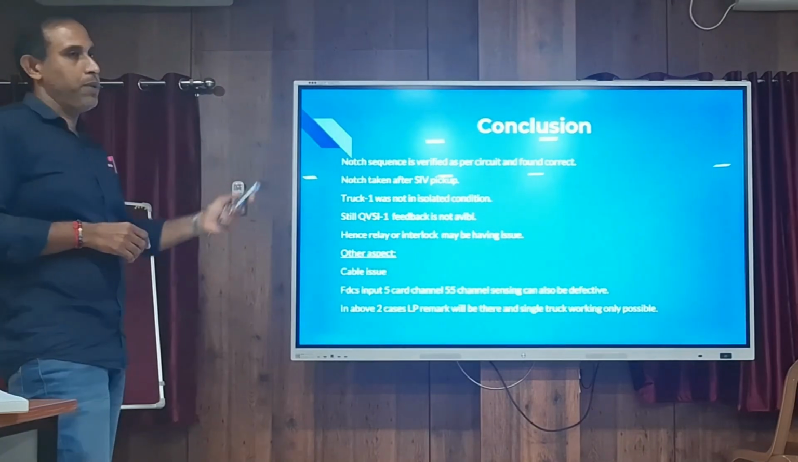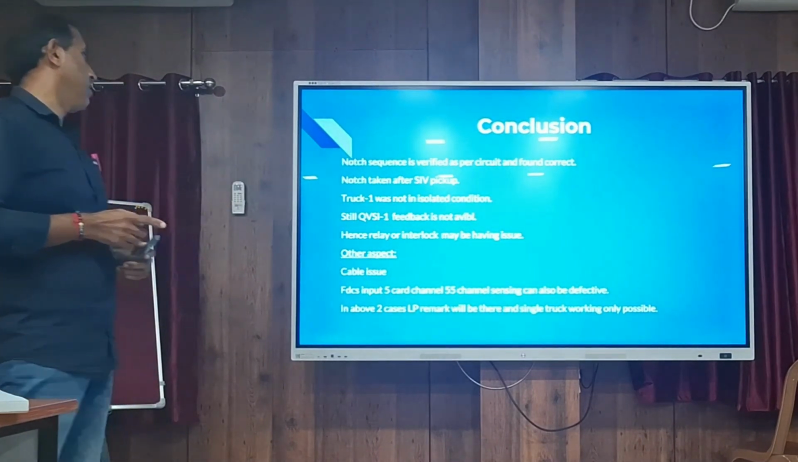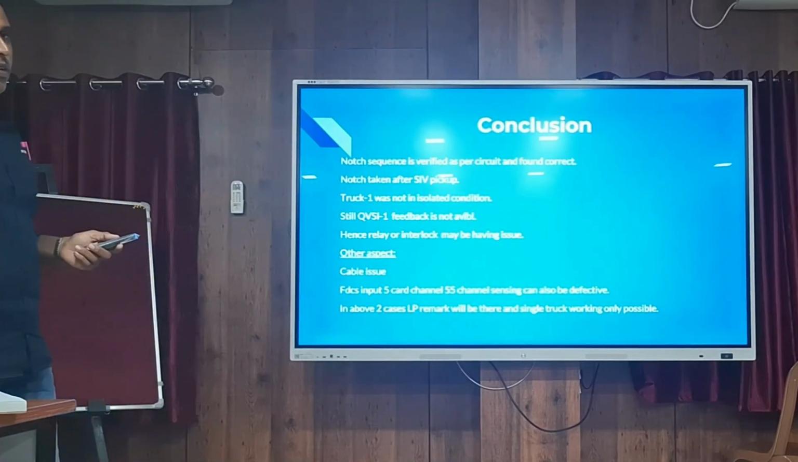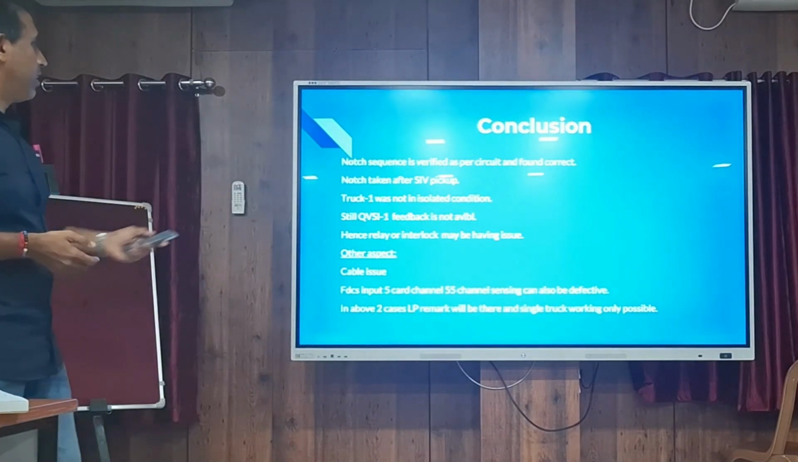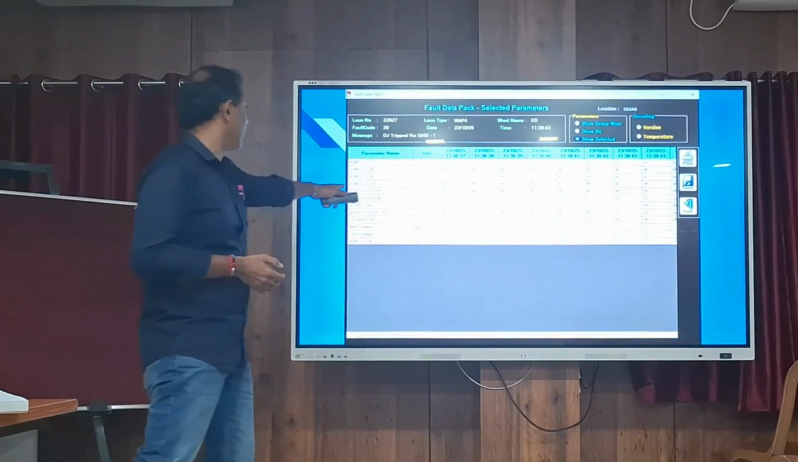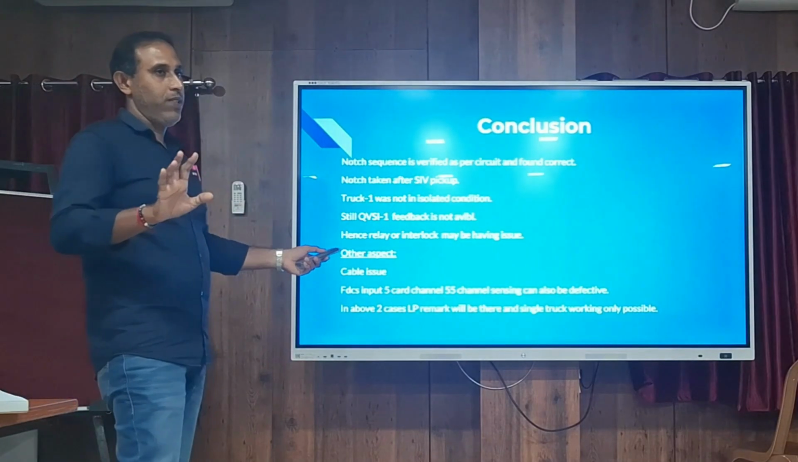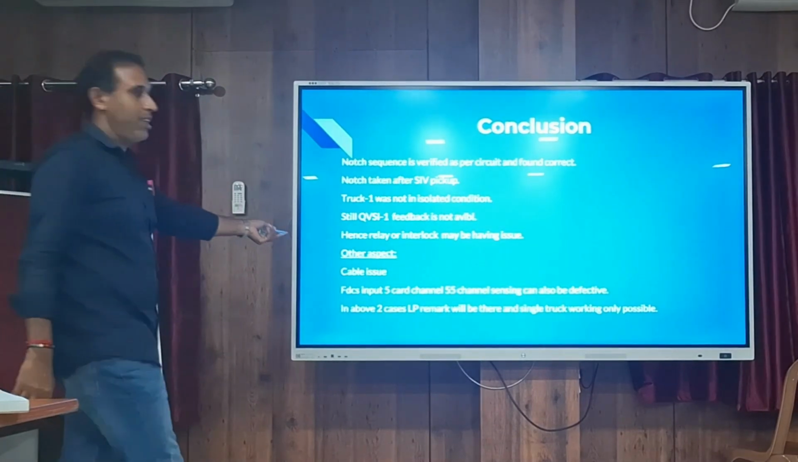The notch sequence is verified as per circuit. After SIV pickup, LSAP extinguished, and the notes were taken. Track 1 also was not in isolated condition, which means no testing took place. Both bogies are in service condition. Still QVSA feedback is not available. Here QVSA is permanently off only, and similarly there may be an issue in the relay. That is our conclusion. Apart from this, two other chances are there.